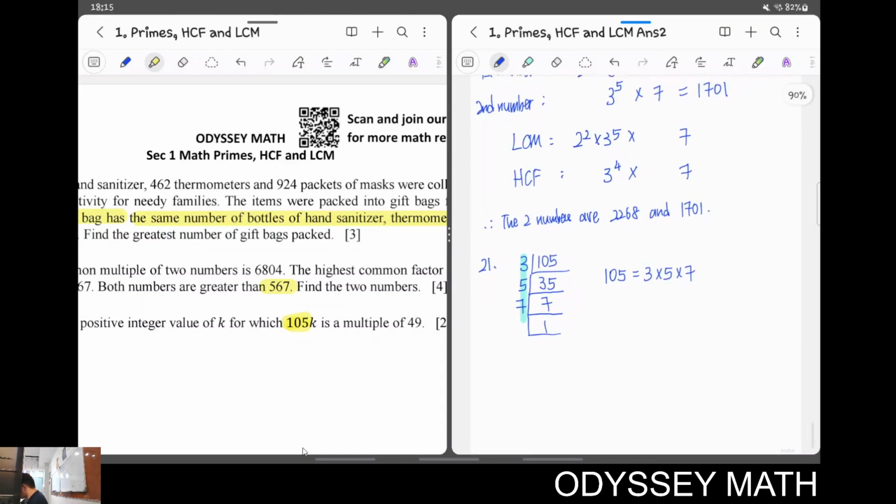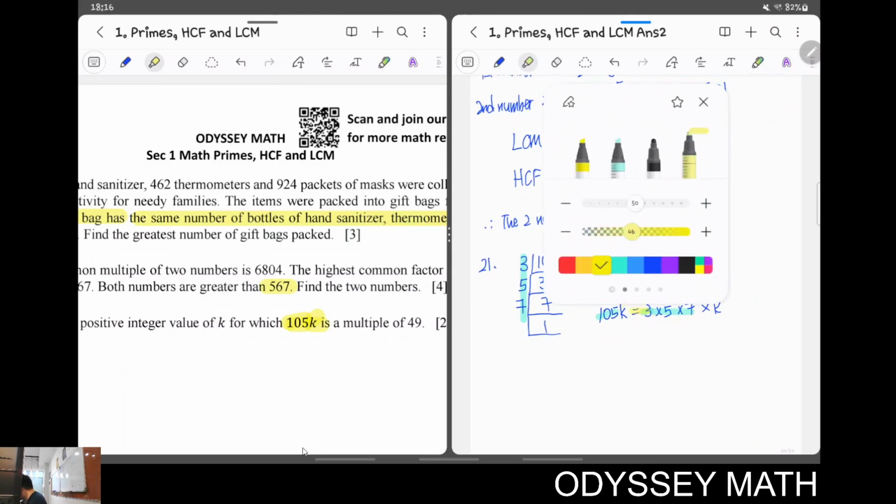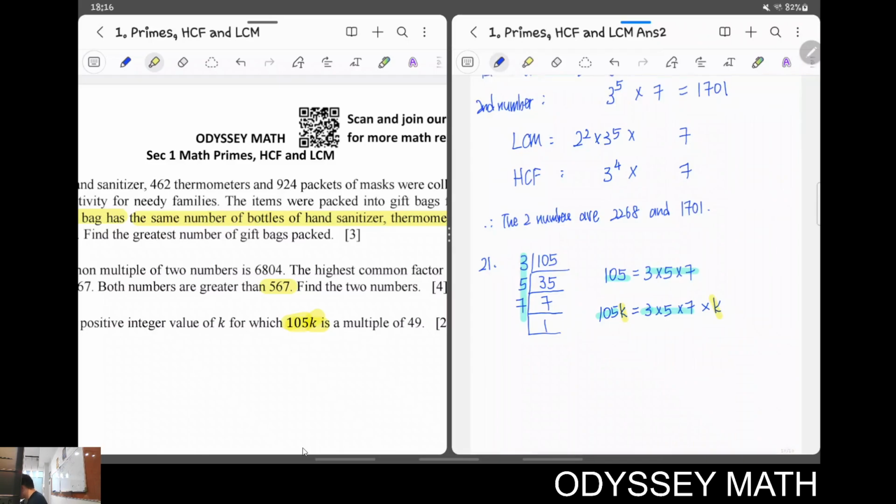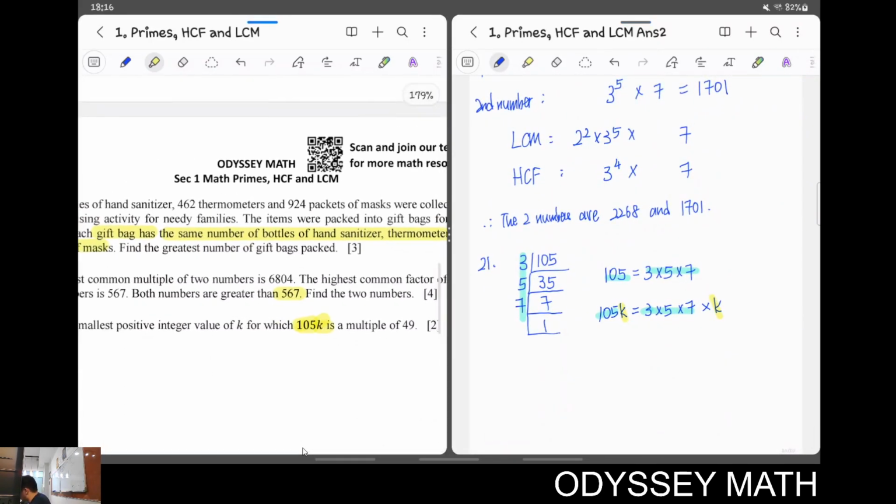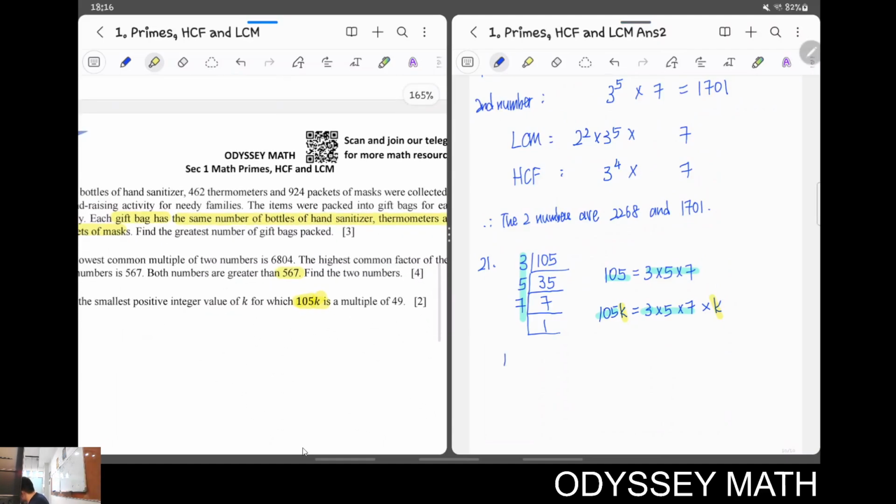So that means that 105k would be 105 times k, which is 3 times 5 times 7 times k. Okay, so this is my 105. And then this is my k. So how do you make this to be a multiple of 49? Okay, so note that 49, right? Okay, so we do the 49 prime factorize is 7.